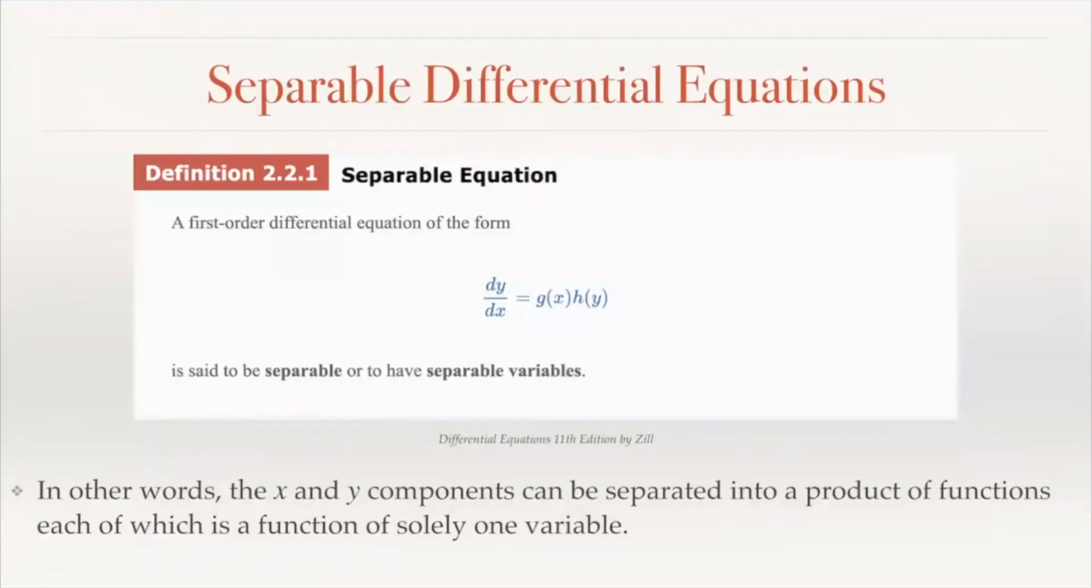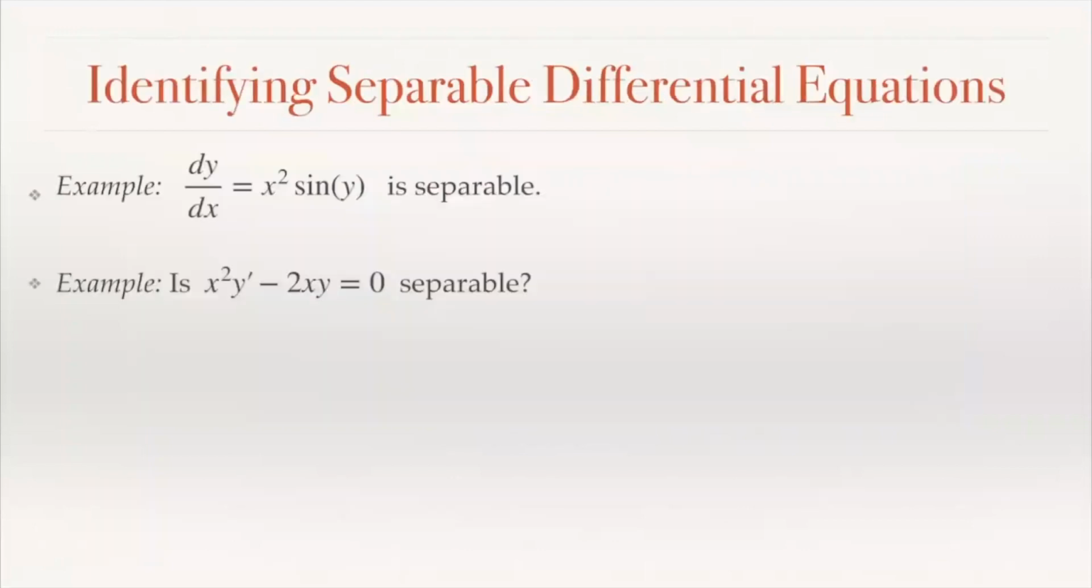And the first type of actual differential equation that we'll learn, and which this section is dedicated to, is separable differential equations. So a first-order differential equation of the form dy/dx equals g of x times h of y is called separable. Separable in the sense that we can separate the x part and the y part into two distinct parts, of which we're taking the product. So, for example, dy/dx is x squared sine of y is separable because this is a function of x only, while this is a function of y only.